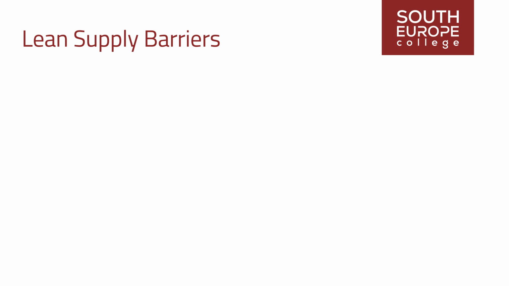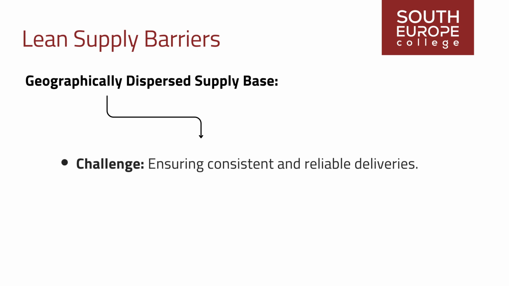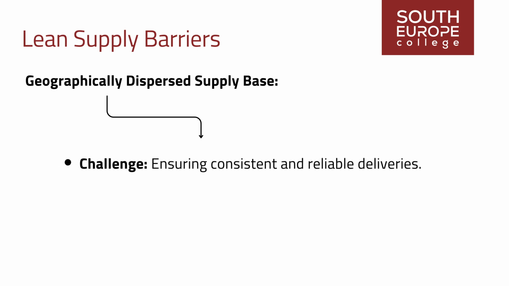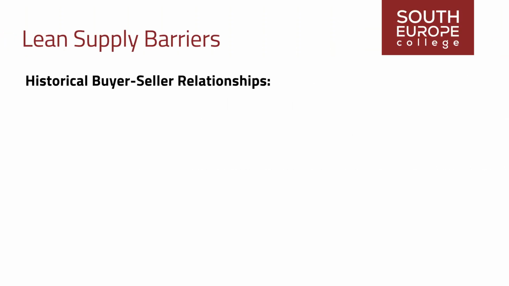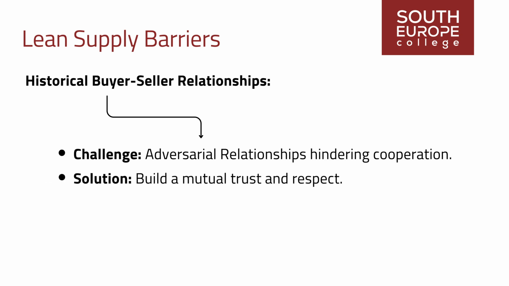Important barriers include the following: geographically dispersed supply base. Many purchasers deal with suppliers located far away, making it challenging to ensure consistent and reliable deliveries, a crucial element of lean supply. Historical buyer-seller relationships. Traditional adversarial relationships between U.S. buyers and sellers hinder the cooperative mindset required for effective lean supply. Building mutual trust and respect is essential.